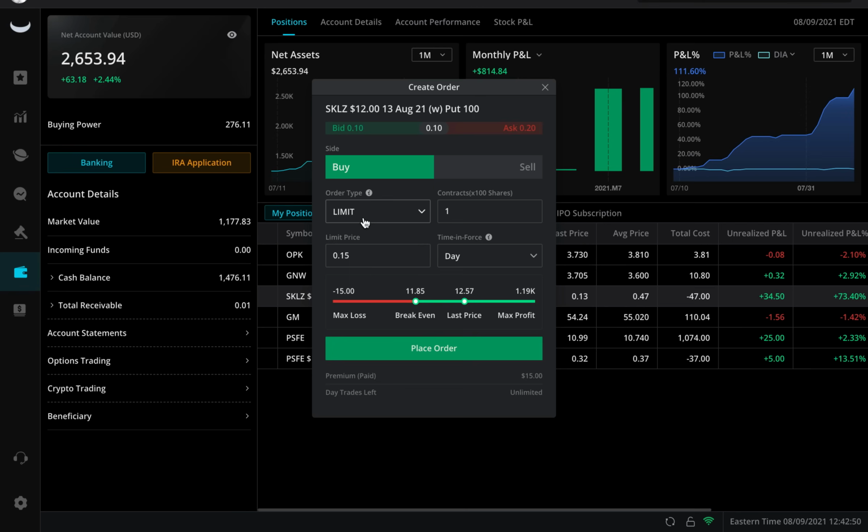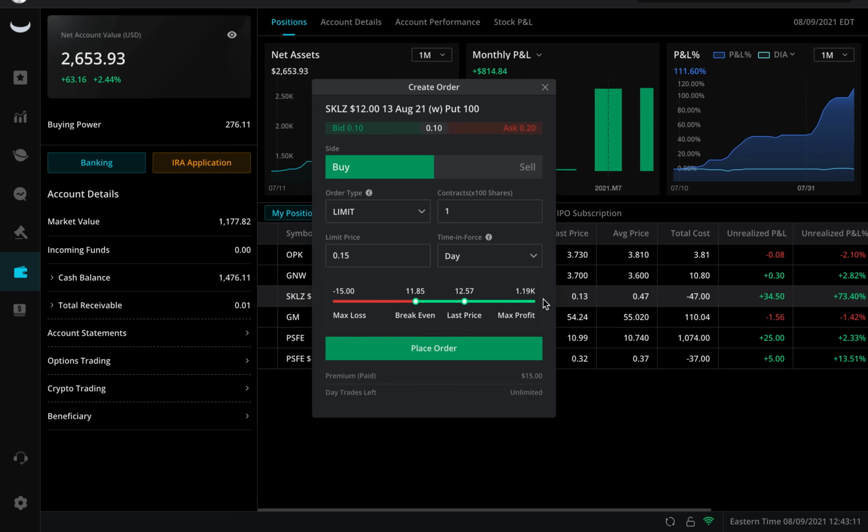So again, basically, buying to close out of this. This is a limit order and I put in a 0.15 limit price, meaning that the most I'll pay for this is $15. I'm going to pay $15 to close out of it. Again, I received $47 when I sold this put. So I'm making a pretty great profit here.